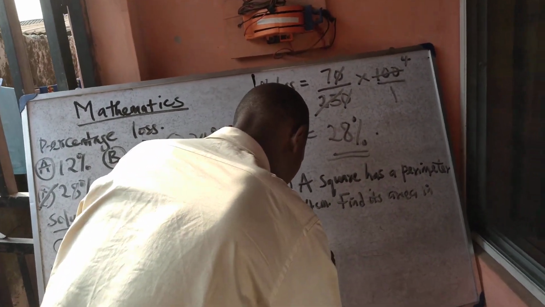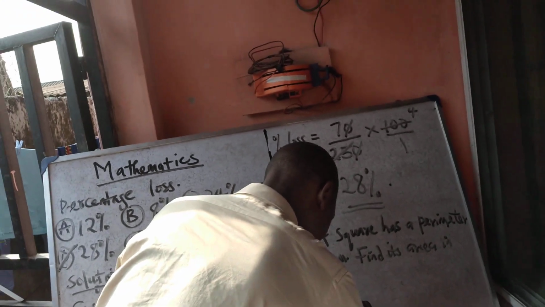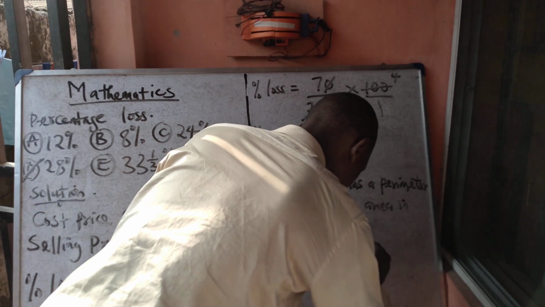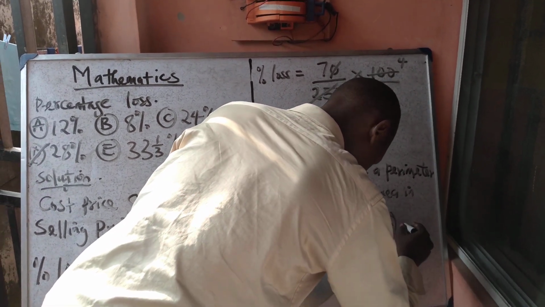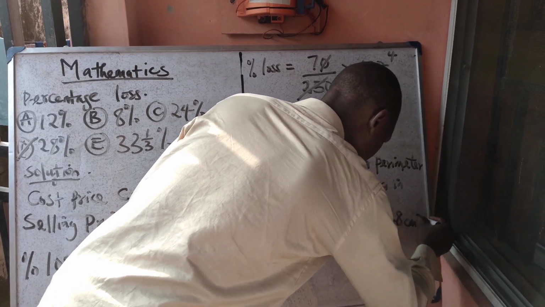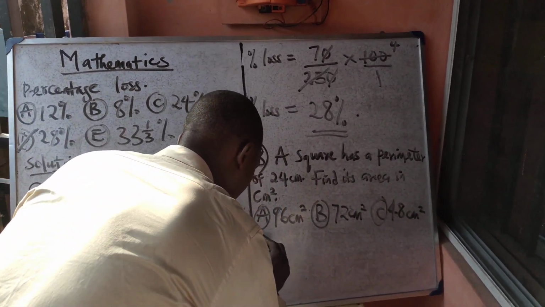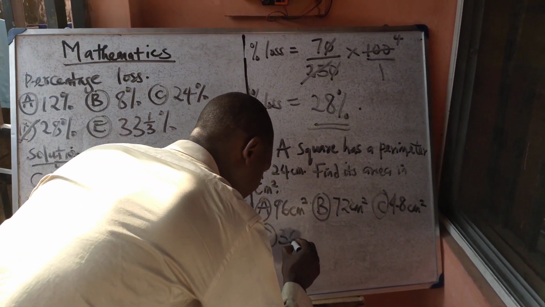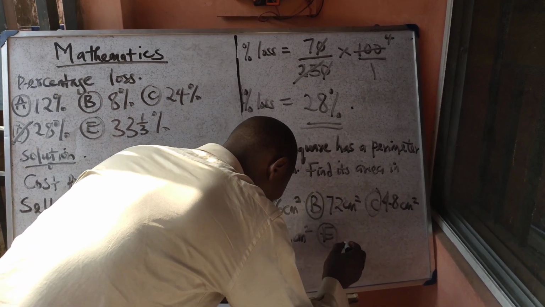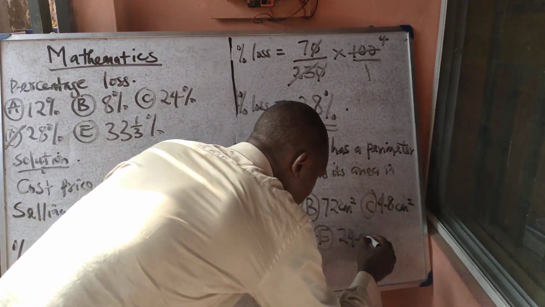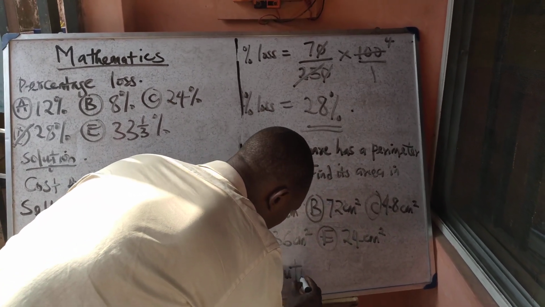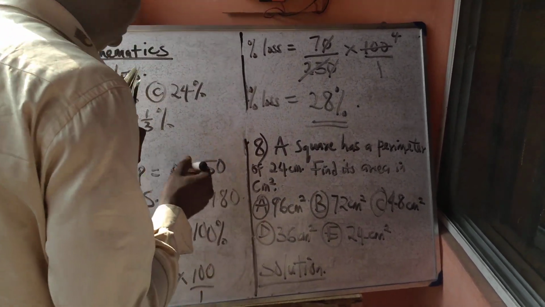Option A, the value there is 96 centimeter square. Option B, the value is 72 centimeter square. Option C, the value is 48 centimeter square. Option D, the value is 36 centimeters square. Option E, the value is 24 centimeters square. Solution.